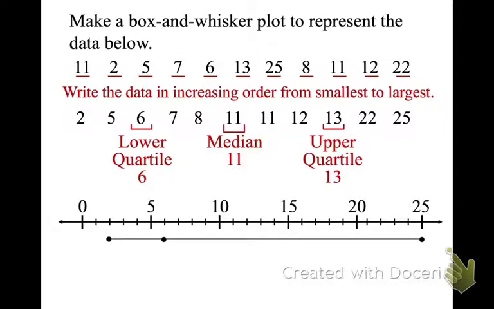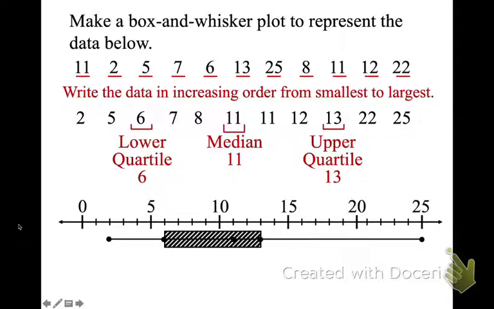My lower quartile is 6. My median is 11. And my upper quartile is 13. And I draw the box from the lower quartile to the upper quartile. And I just label them. Okay? So, well, actually, I don't really even need to label them.